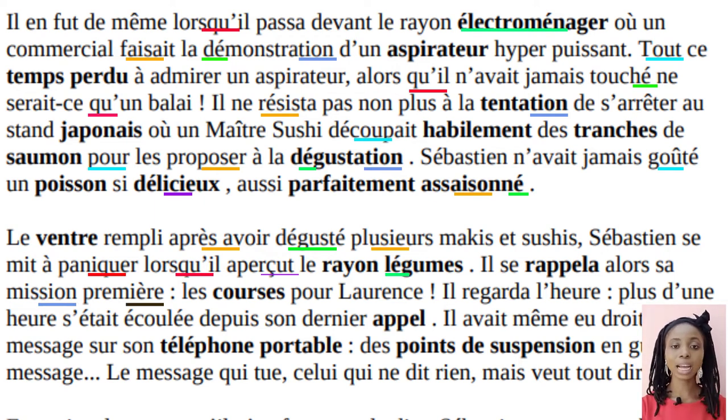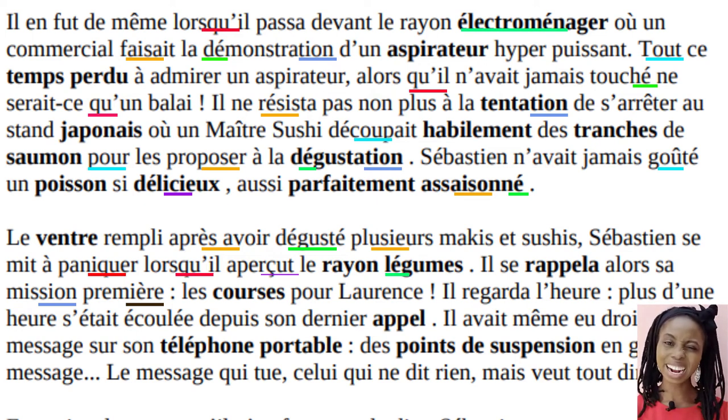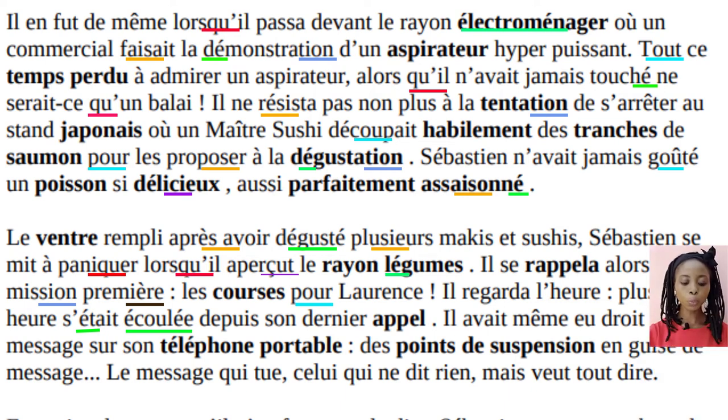Première, don't let us forget our accent grave gives the sound E, our accent aigu gives the sound E. Don't forget, that's why we have première, S sound, première, R, our S sound. Les courses pour Laurence. Il regarda l'heure. Plus d'une heure s'était écoulée. Don't let us forget our U sound and our E accent aigu. Écoulée depuis son dernier appel.